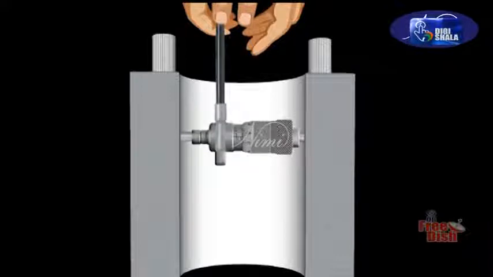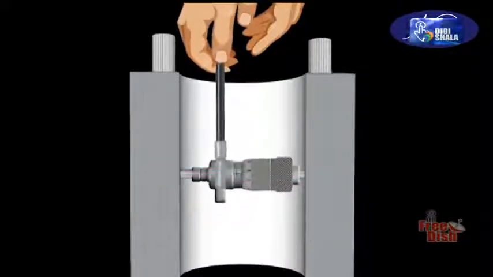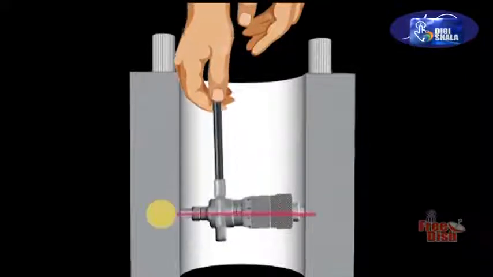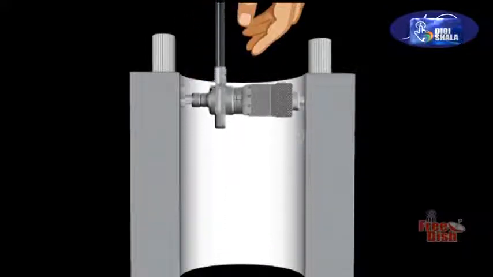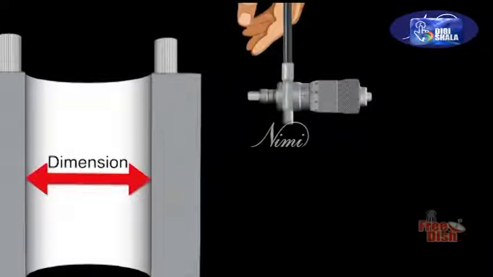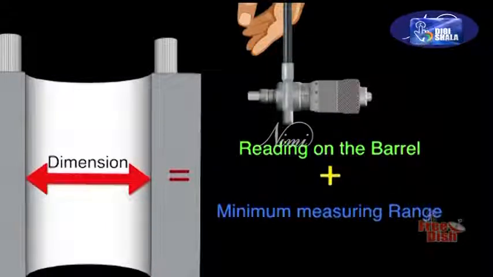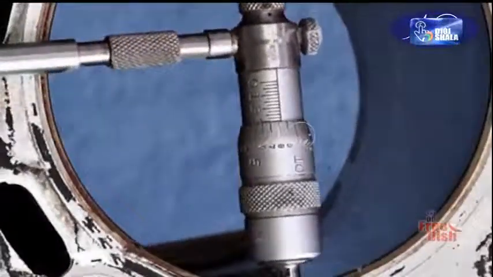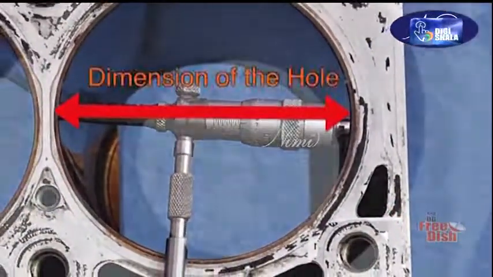For exact measurement, use the front anvil as the pivot. Move the body of the micrometer through the hole. Pass the anvil through the anvil holes several times to ensure that the measurement is being taken directly through the center. Lift the micrometer carefully from the hole and measure the dimension of the hole. Total reading is equal to reading on the barrel plus minimum measuring range. Similarly, it is possible to take the inside measurement of a machined component by the above method.